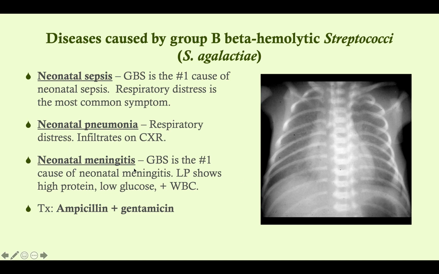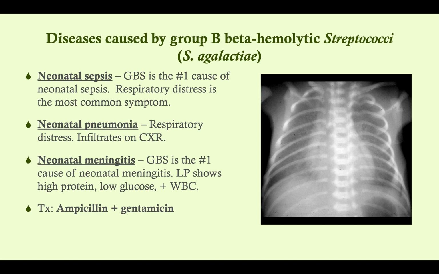Neonatal meningitis is another cause of neonatal sepsis. Group B strep is the number one cause of neonatal meningitis, just like it's the number one cause of neonatal sepsis. You get a lumbar puncture if you suspect sepsis. And then the lumbar puncture, like in adults, thank God, is the same. It's high protein, low glucose, positive white count on your lumbar puncture and your CSF analysis.